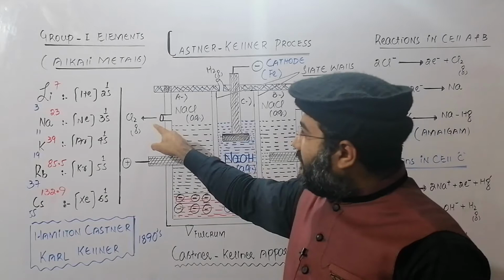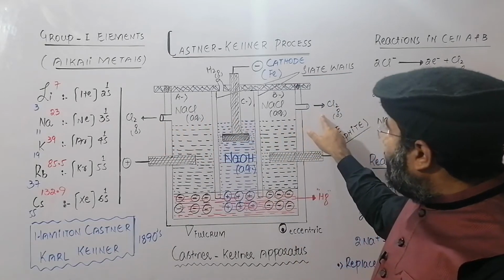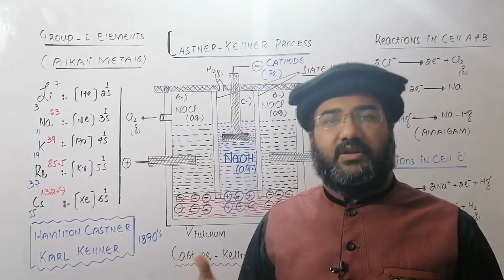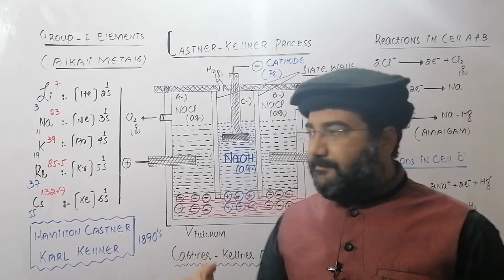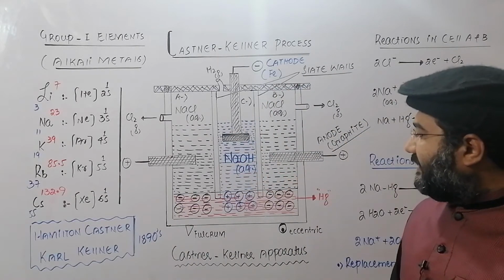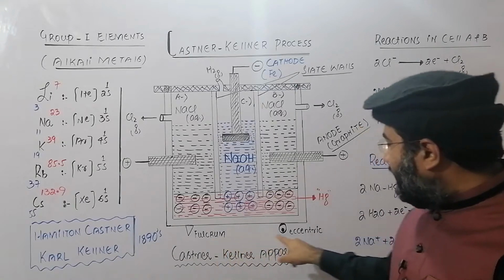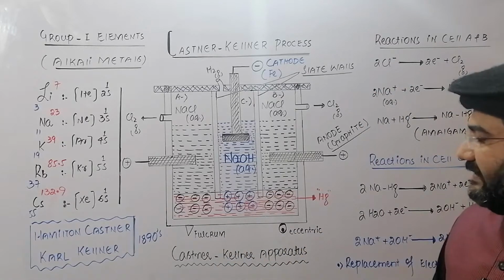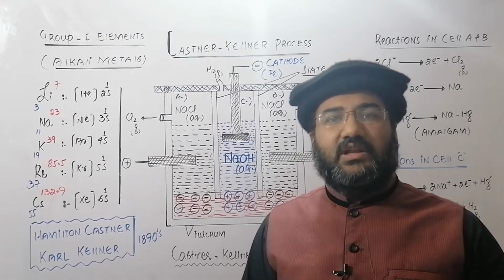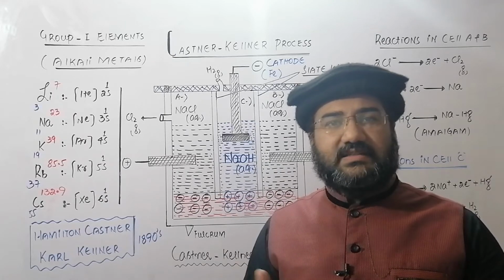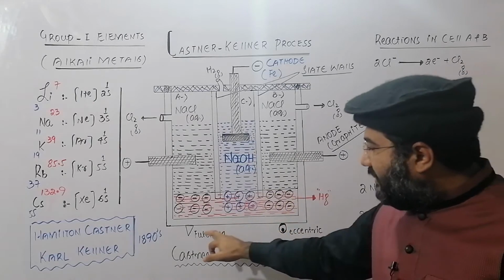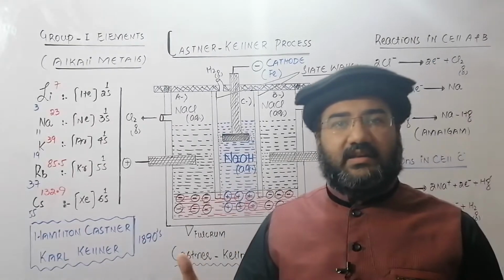Then, my dear students, there are outlets for the removal of chlorine gas and hydrogen gas, which are produced as byproducts during the Kastner-Kellner process. Now this is the diagram of the apparatus used by Kastner and Kellner. There is a fulcrum and eccentric used at the base of this apparatus, and these are for rocking purposes. Rocking means they will create slight agitation in the mercury electrode, and they will also keep the balance of this Kastner-Kellner apparatus.